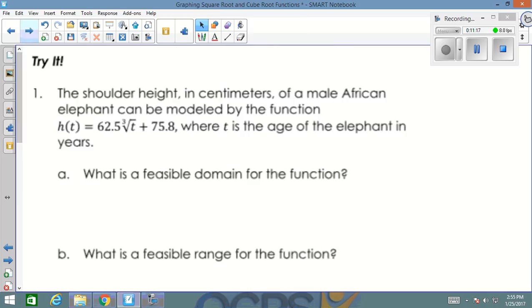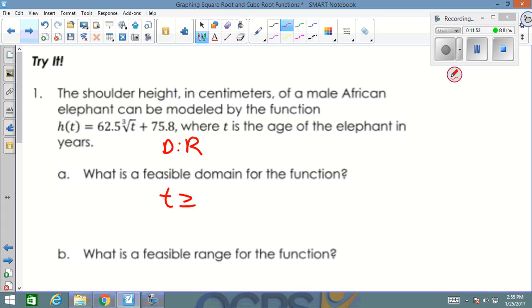Alright, shoulder height in centimeters of a male African elephant can be modeled by the function h of t equals 62.5 cube root of t plus 75.8, where t is the age of the elephant in years. Okay, what is a feasible domain? Typically with cubic functions, our domain is all real numbers. But in this case, because we're talking about African elephants, it cannot have a negative height or a negative age. Okay, so we know that the age, because we have no h in there under that radical, has to be greater than or equal to 0.